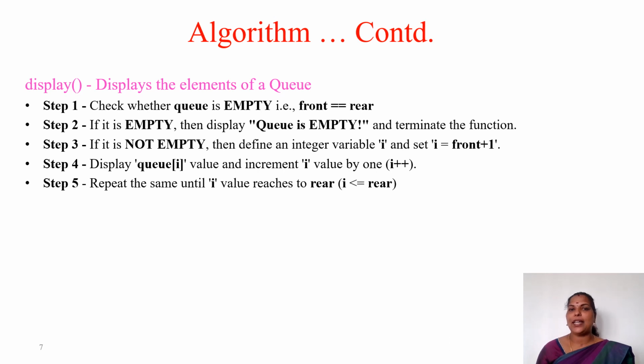If it is empty, then we display that the queue is empty and terminate the function. If it is not empty, then we define an integer variable I and set I equal to front plus 1. Then one by one we display queue of I and increment I by 1. We repeat the same procedure until the value reaches the rear position, that is I less than or equal to rear. Up to that we print all the elements in the queue.